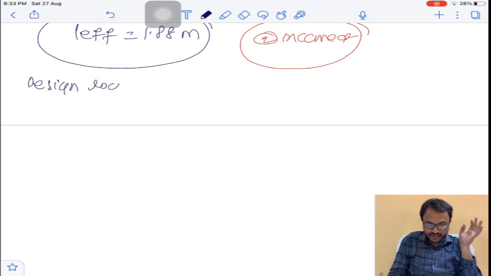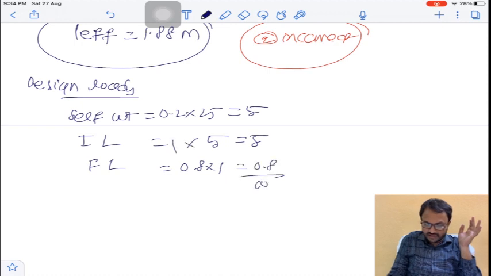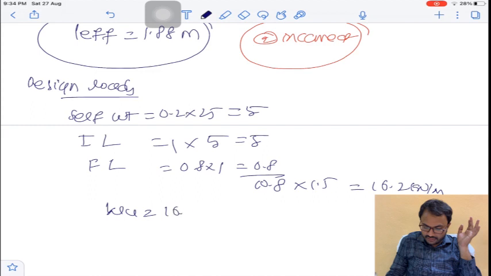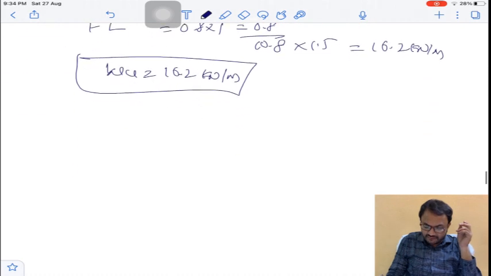So now go for design of loads. Design loads. So self weight 0.2 into 25, it is 5, and imposed load is equal to 5 and floor finish is equal to 0.8 into 1, 0.8. So overall it will be 10.8. Multiply into 1.5, you will get it is 16.2 kilonewton per meter. So this is Wu, 16.2 kilonewton per meter. This is the factored load. So factored shear force is equal to Wu into L. So it is 30.456 kilonewton.